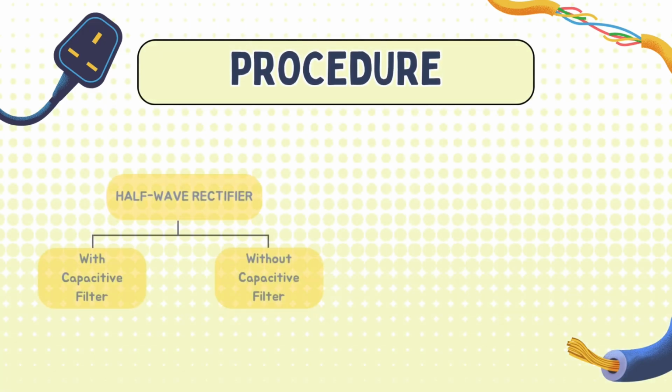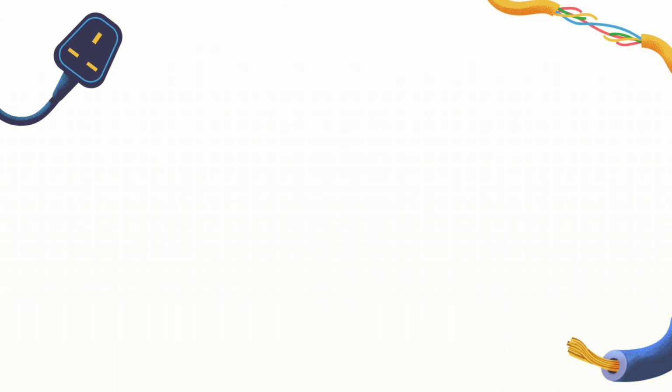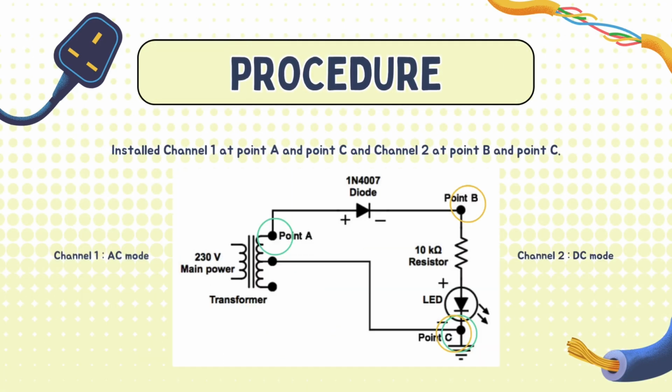For the procedure of this experiment, we carried out 2 main parts, the half-wave rectifier and the full-wave rectifier. Each main part involved a rectifier without a capacitive filter and with a capacitive filter. I will begin with the half-wave rectifier setup. First, we prepare the circuit as shown in here and install channel 1 at point A and point C, and channel 2 at point B and point C.